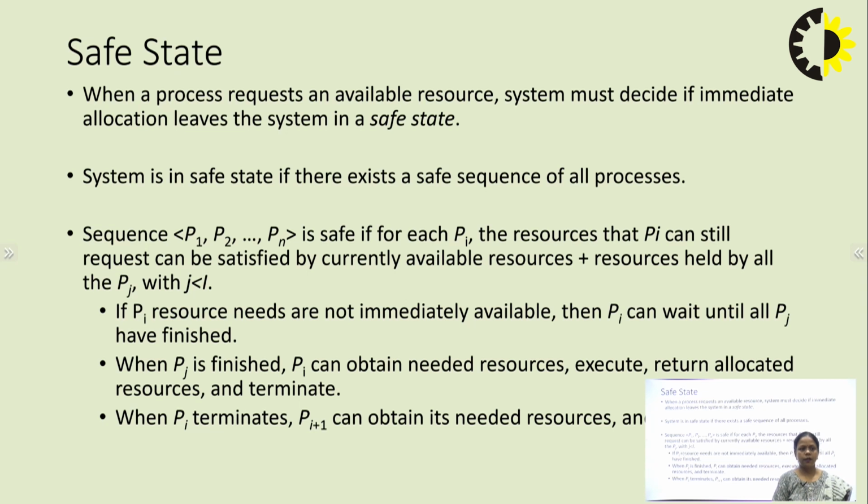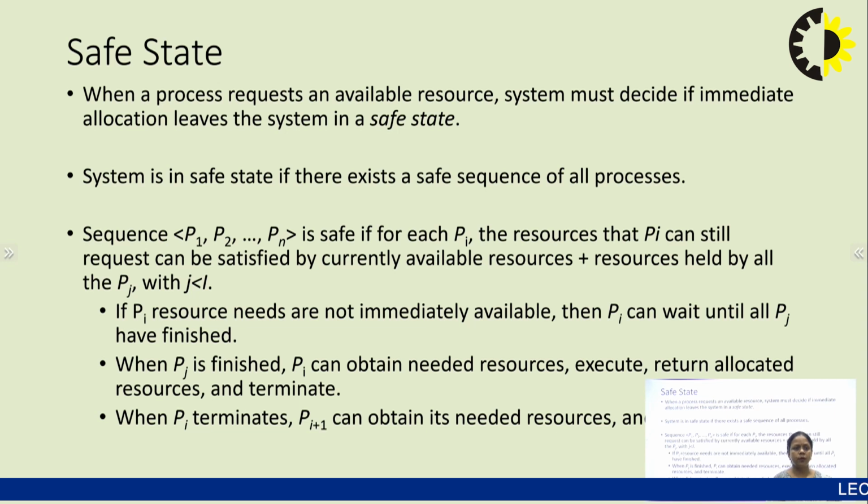Safe state. What is the meaning of safe state? When a process requests an available resource, the system must decide if immediate allocation leaves the system in a safe state. So if we assign a resource to a particular process, we will check the state. If it is in the safe state, then it is okay. But if it is not in the safe state, then we will not assign the resource to the particular process. System is in safe state if there exists a safe sequence of all processes. So we will find out the safe sequence in the processes.